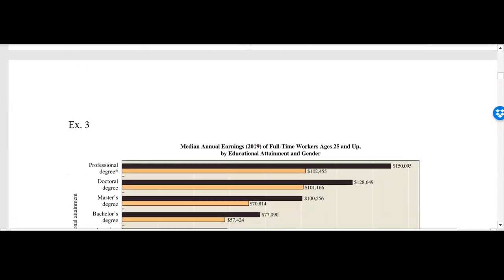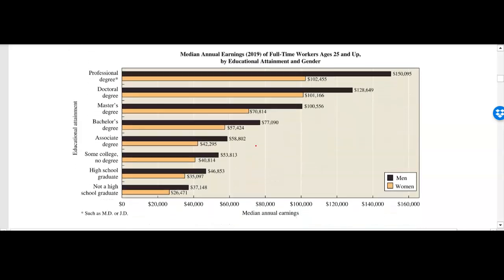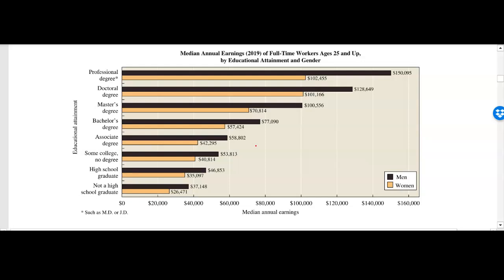All right, we're going to go down to the next example, which is example 3. Now, this one is showing us the median annual earnings of full-time workers aged 25 and up by educational attainment and gender. What this is showing us is just the different median. Remember, we talked about that. It's like the middle number of all the data. And this is for full-time workers. And if you notice in the chart, it's split between men and women.